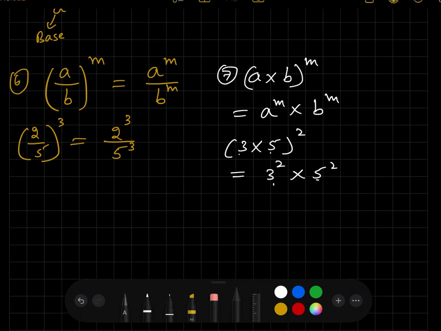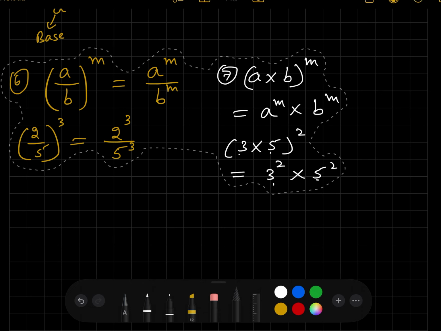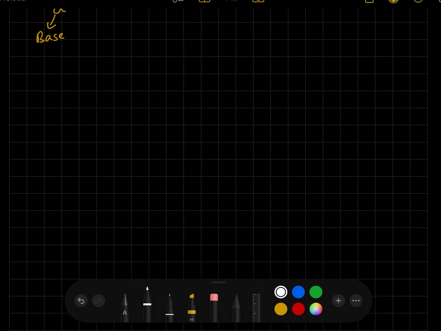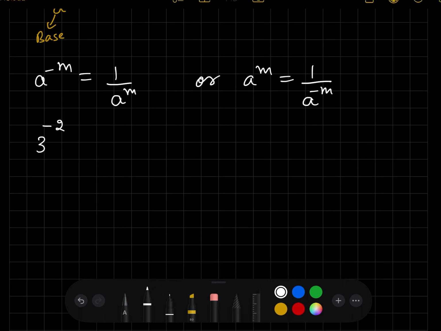Then one more rule is left. Oh, that is the reciprocal one, a raised to minus m. Okay, let us write that. The next is a raised to negative m is equal to 1 over a raised to m, or you can say a raised to m is equal to 1 over a raised to negative m. Like if I have say 3 raised to negative 2, I can write it as 1 over 3 square. Or if I have 3 square, I can write it as 1 over 3 raised to negative 2.